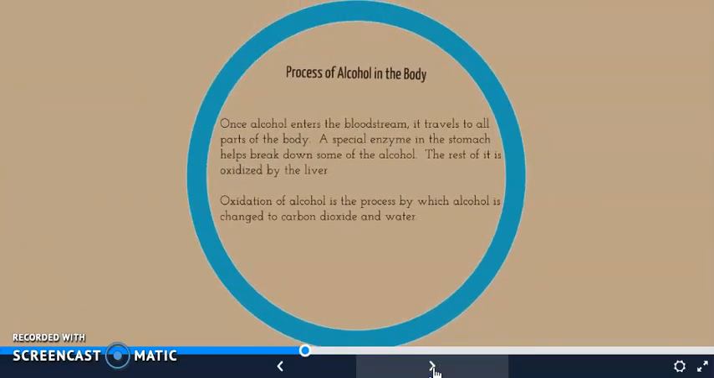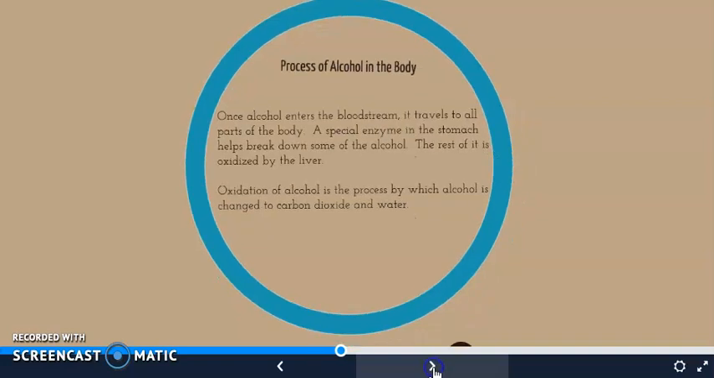Once alcohol enters the bloodstream, it travels to all parts of the body. A special enzyme in the stomach helps break down some of the alcohol. The rest of it is oxidized by the liver. Oxidation of alcohol is the process by which alcohol is changed to carbon dioxide and water.